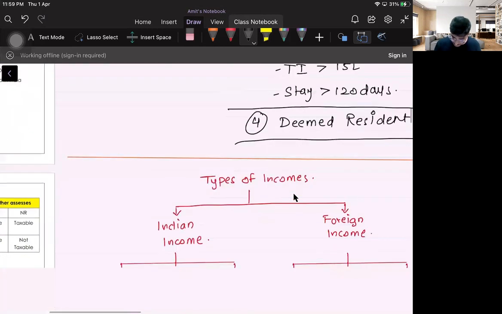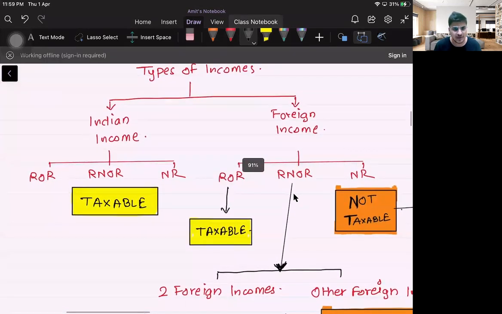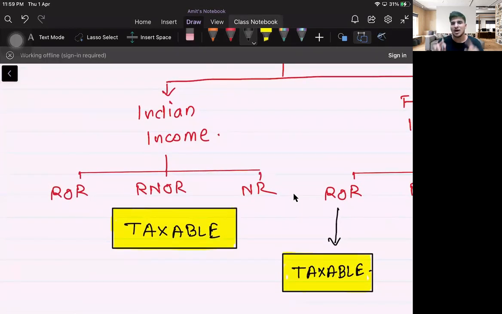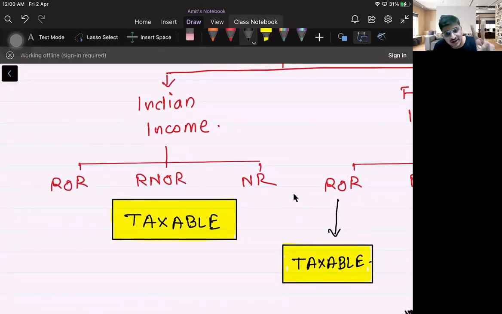See, types of incomes, Indian income, foreign income. Now, Indian income agar aapka hoga, matlab kya? Accrued in India, deemed to be accrued in India, received in India or deemed to be received in India. Agar aapka Indian income hai, to wo ROR hone do, RNOR hone do, ya non-resident hone do, irrespective of the status, it will be taxable. Kyu? Because wo India se generate hua hai. ROR hai, RNOR hai, NR hai, does not matter for Indian government. Indian government is saying India ka income, India se income kama raha hai na, khel khatam, you will have to pay tax in India. Because it is an Indian income. RNOR, ROR, NR. Does not matter, it is taxable. So Indian income ke liye there is no brainer.